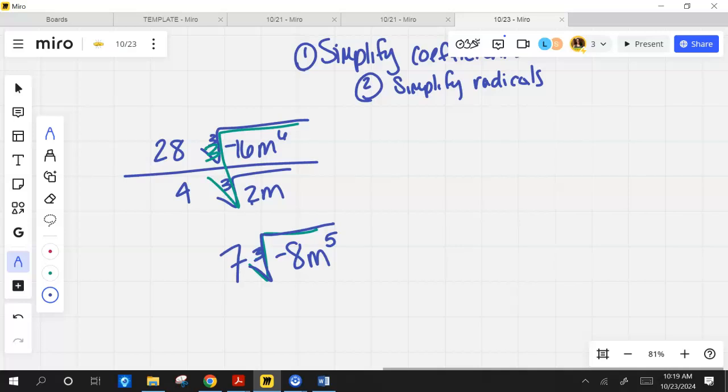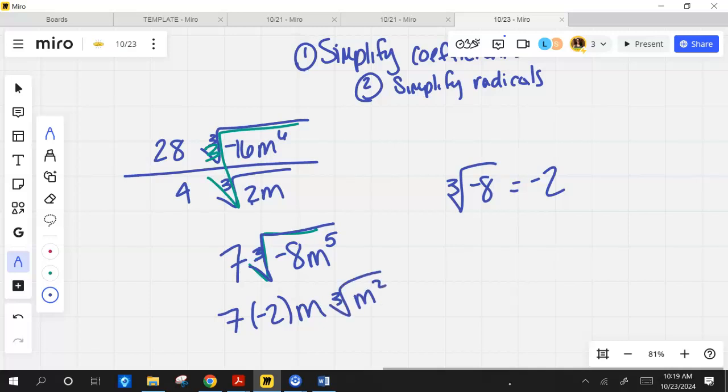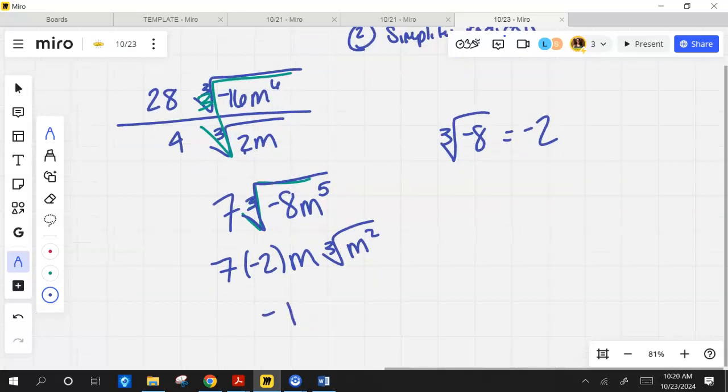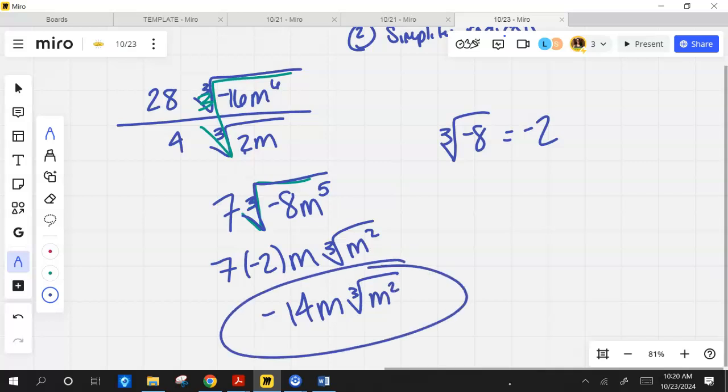Why isn't it negative 2? Well, the cube root of negative 8 is negative 2, right? So I got 7 times negative 2. And then what do I do with these? 3 goes into 1, M squared. I mean, M1 out there, M squared in there, and there's 2 left over. Oh, you can multiply negative 2. Yes, Stacy.